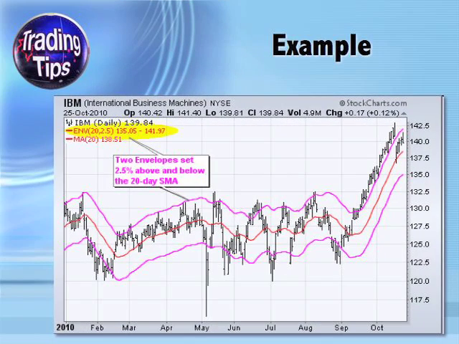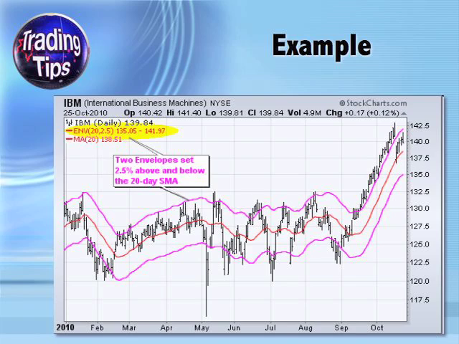A moving average envelope uses a simple or exponential moving average as its base, and then applies upper and lower bands based on a set percentage, creating envelopes. These envelopes can then be used to indicate trend and, in certain situations, whether a stock is overbought or oversold. In the example on this slide, we are seeing an IBM stock chart with a 20-day simple moving average as its base, with the upper band set at 2.5% above the moving average, and the lower band set at 2.5% below the moving average.